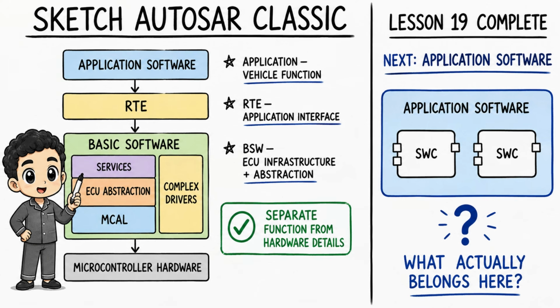If an interviewer asks you to sketch AUTOSAR Classic architecture, start with the simplest correct answer: application software at the top, RTE underneath, basic software below that, and the microcontroller hardware at the bottom. Then expand basic software into services, ECU abstraction, and MCAL, with complex drivers shown as a distinct basic software area. Explain the responsibility of each boundary instead of only reciting the names.